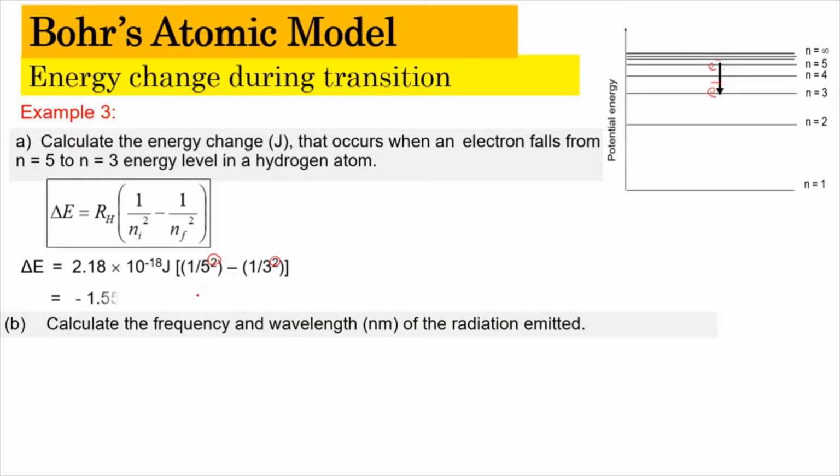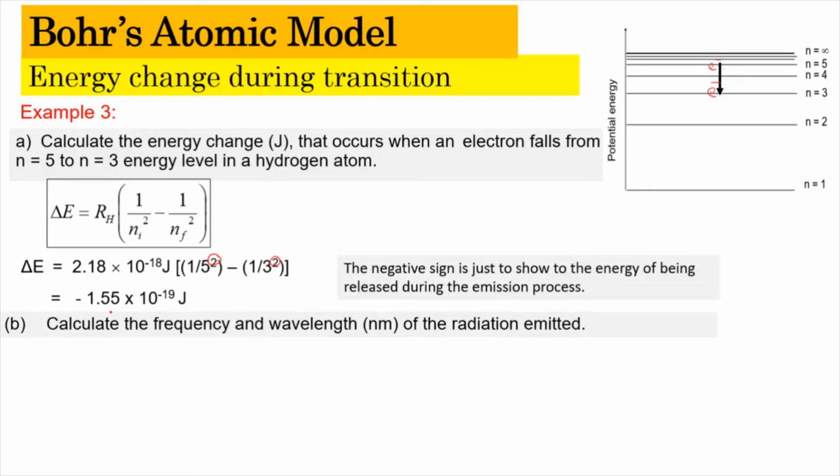And then once you do the maths, you're going to get negative 1.55 times 10 to the power of negative 19 joules. As mentioned, the negative sign here is just to show that the energy is being released during the emission process. You can also put it as 1.55 times 10 to the power of negative 19 joules released.